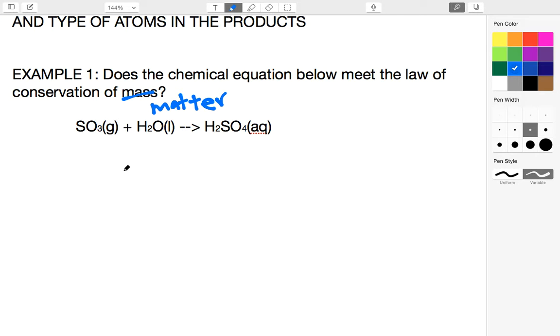All right, so let's look at all of our reactants before. And this time we have to look at every single atom in the reactant side. So here I have the compound SO3. So I have sulfur and oxygen. There's no subscript for sulfur, meaning I have one sulfur. And 3 oxygens because my subscript is 3.